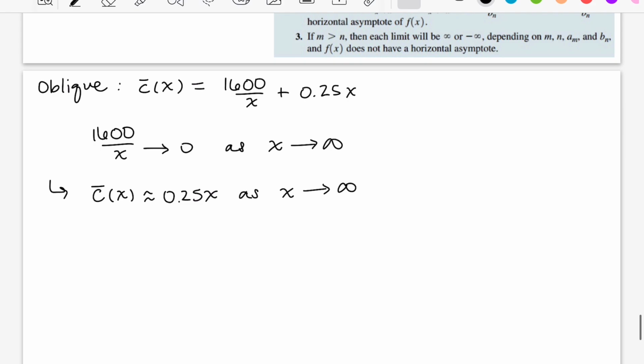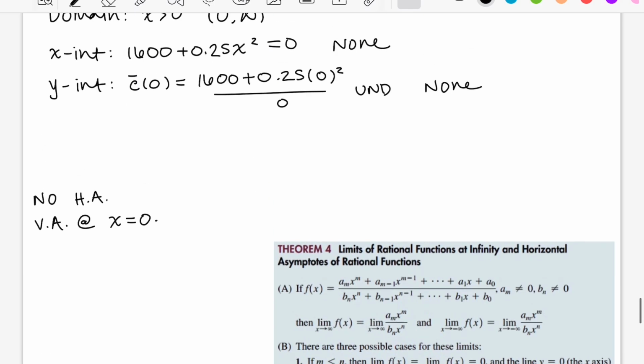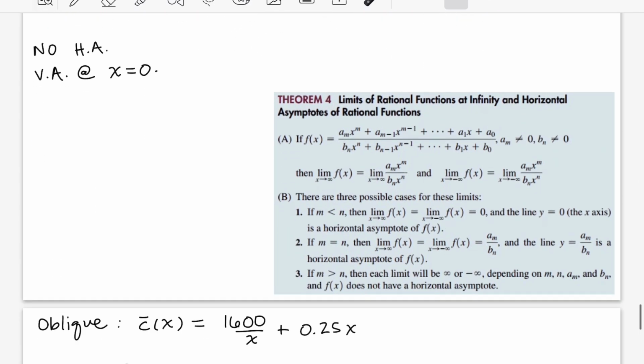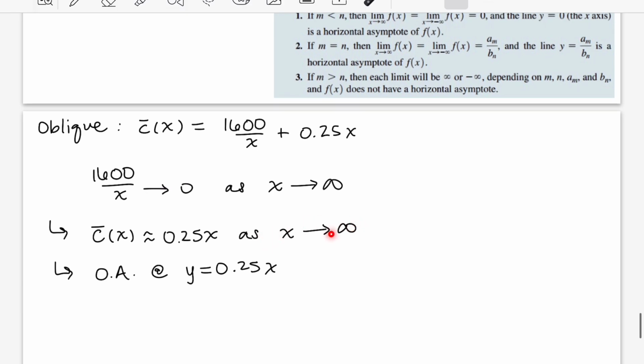Okay? So with this information, we can conclude that we have an oblique asymptote at y is equal to 0.25x, right? Because you remember from earlier, we said if a graph approaches a line that is neither horizontal nor vertical as x approaches infinity or minus infinity, that line is called an oblique asymptote. And we can see as x gets closer and closer to infinity, we're approaching this line here, and this line is neither horizontal nor vertical. So we conclude that this line must be an oblique asymptote.